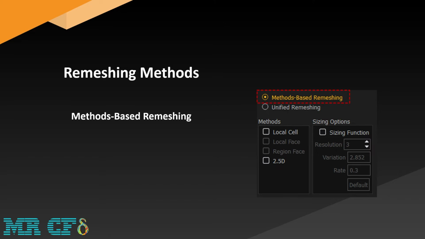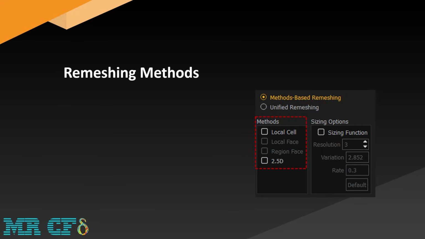But if other types of cells need to be remeshed, you should use the default method-based method. In this case, you can selectively choose the options you want, each of which is suitable for a type of cell. Here are some different methods of remeshing.